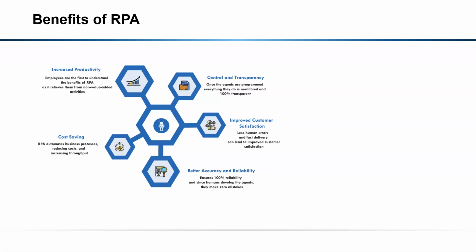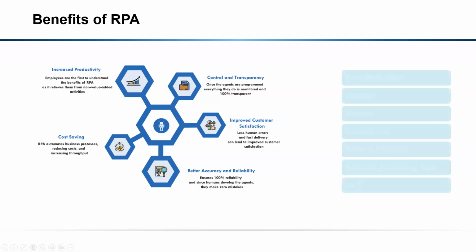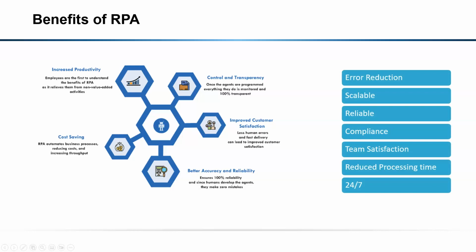And accuracy and reliability. If you have a team of 10 people, then you don't know who's going to take a sick leave tomorrow. But if there are bots, they can be reliable and you can scale them easily. And the cost is much less compared to having full-time employees. So in other words, if I have to put some other benefits, error reduction.